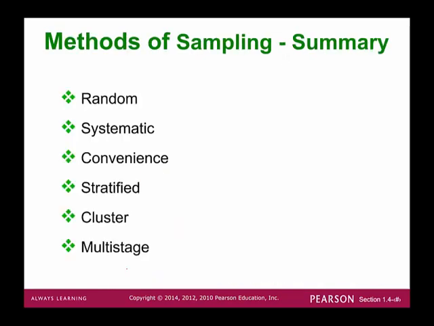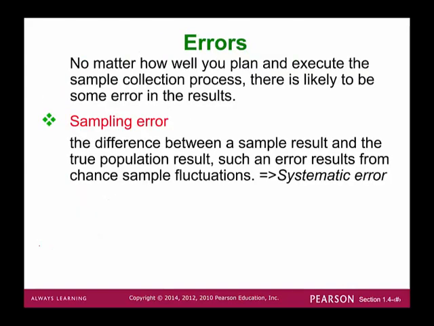So basically, this is a summary of what we talked about so far. The sampling methods: first one is random sampling, second one is systematic random sampling, third one is convenience sampling, fourth one is stratified sampling, fifth one is cluster sampling, and the sixth one is a more comprehensive one, multi-stage sampling. Okay.